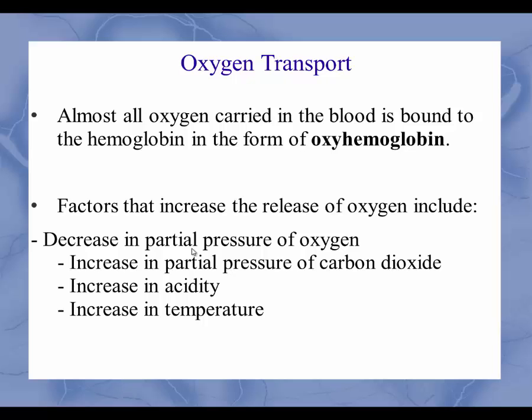More will get released to balance that out. And there's a spike in partial pressure of carbon dioxide, if blood becomes more acidic, or there's an increase in temperature. Any of these four and others will cause oxygen to be released from oxyhemoglobin.